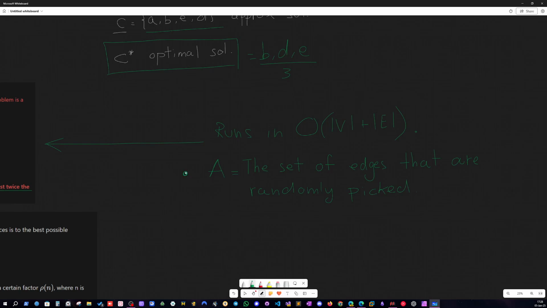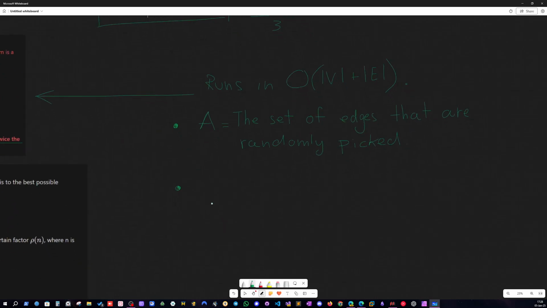Then we have that no two edges in A share the same endpoint. No two edges between those randomly picked, no two edges in A share the same endpoint. An endpoint is a vertex, a node.